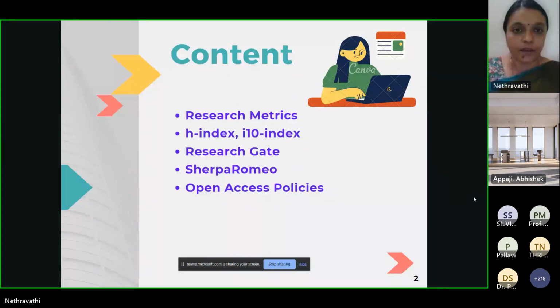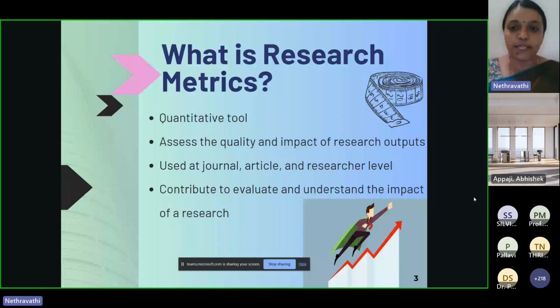Okay, so what is research metrics? Metrics is a general term, right? Metrics, measurement. It's a measure. It's a measuring tool, right? So there are different metrics available. The name is research metrics, but in research we have so many parts, right?